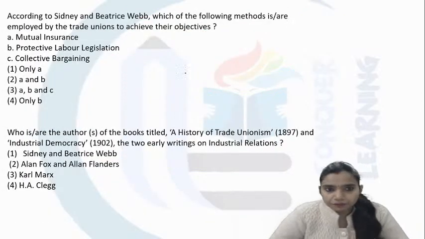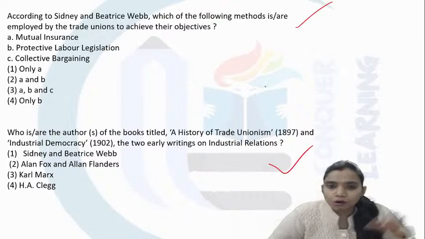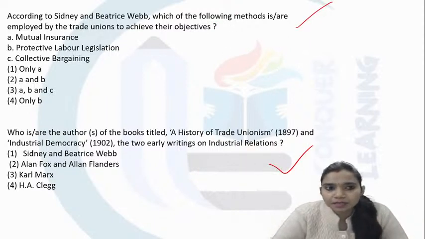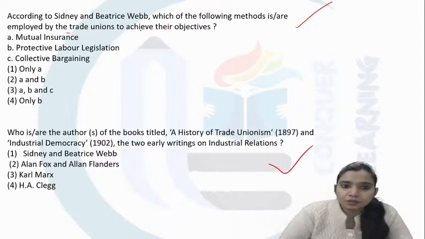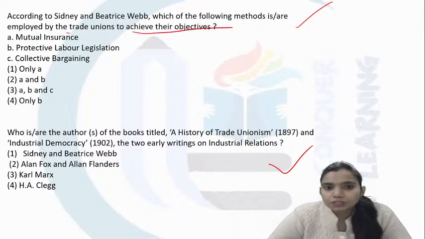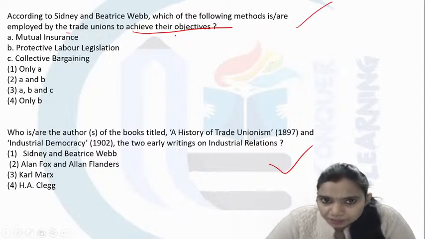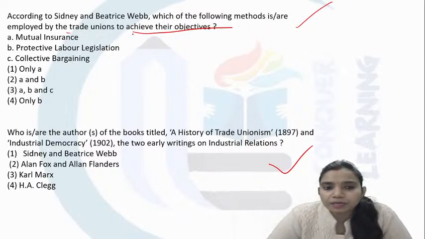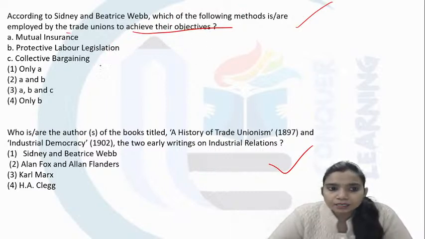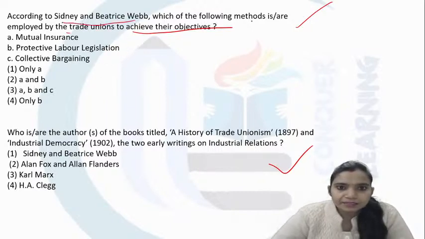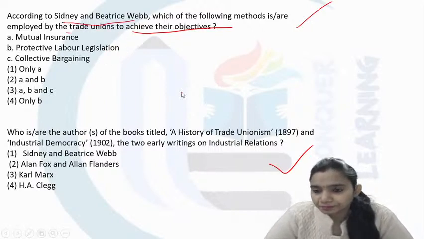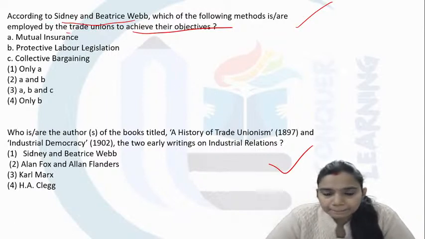Okay, now let's have a question of the kind which is asked in the exam. According to Sidney and Beatrice Webb, which of the following methods is or are employed by trade unions to achieve their objectives? Mutual insurance, protective labor legislation, collective bargaining. So Webb has given which of the following methods? Quickly, mark in the comment section.